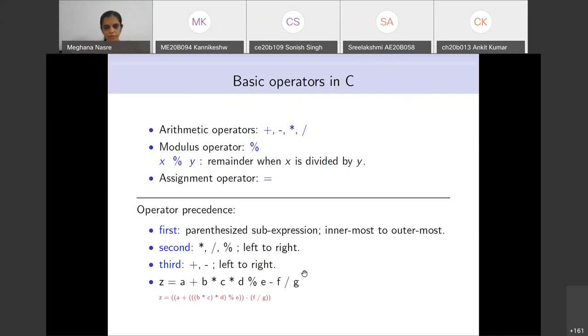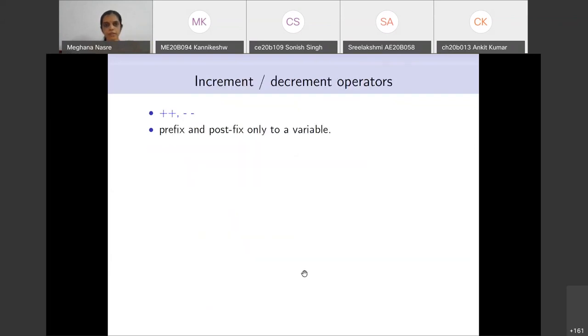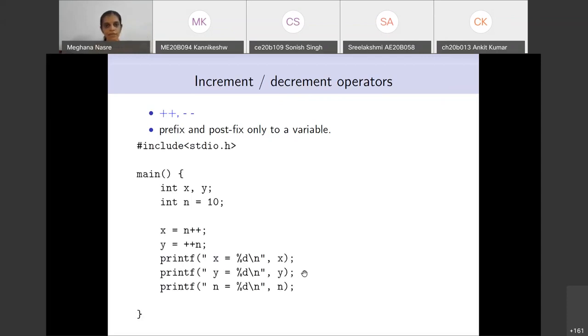Okay, there are also these two helpful operators, which are increment and decrement, which are prefix and postfix, applied only to a variable, right? So an example of these increment and decrement operators is as follows. What does the increment operator do? The increment operator will increment or decrement depending on what you are using.